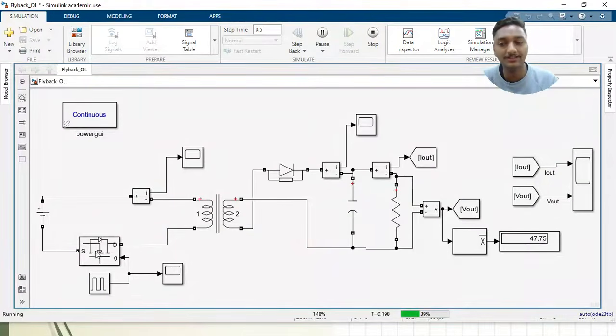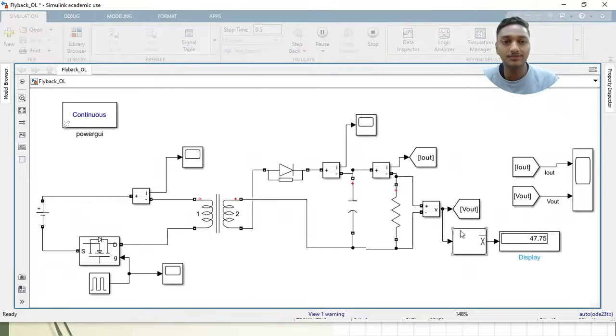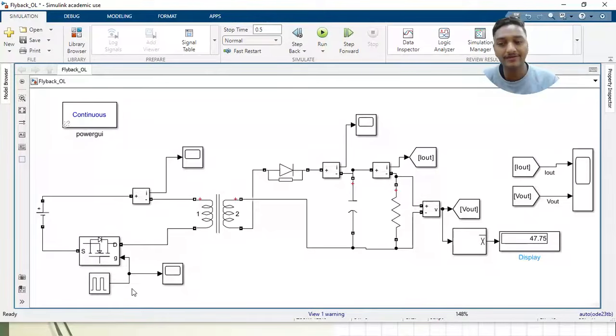Why? Because there are some losses here, and I thought it is an ideal transformer and it is an open loop case, so it will not reach 50 volt. Maybe sometimes it will reach, or maybe sometimes not. So that is why there is a requirement of closed loop operation. I will just show you the waveform once. I am not getting 50 volt exactly. I reached nearby.